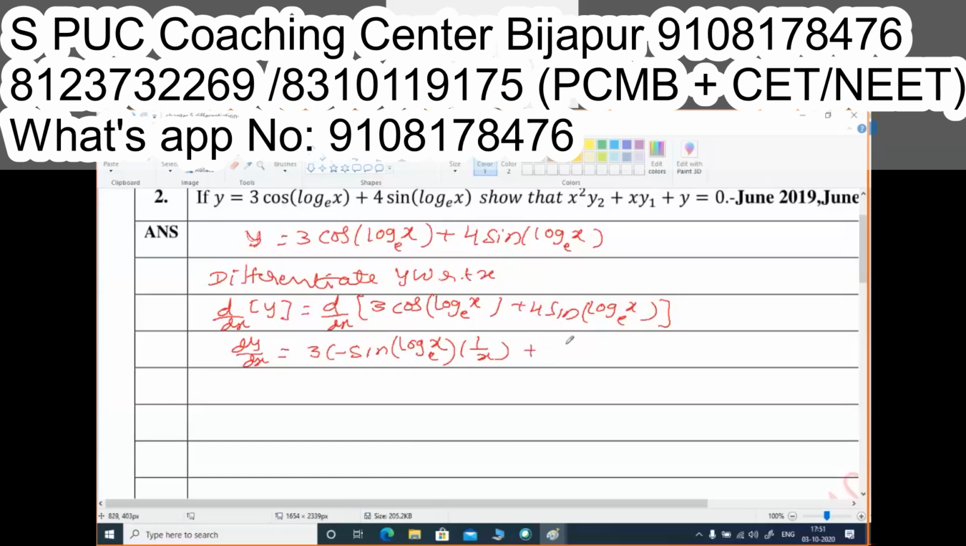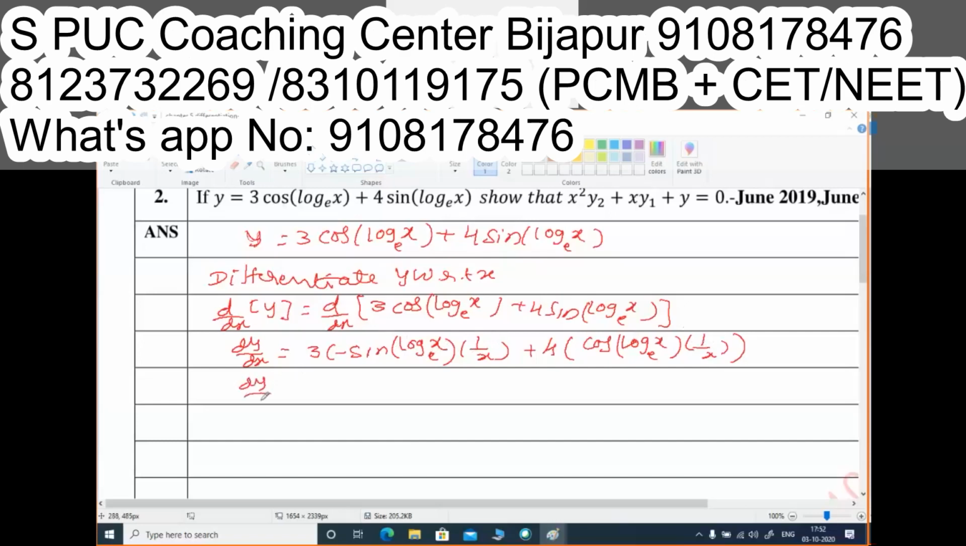Okay, plus. Tell the next. Okay, 4 bracket cos log x to the base e into 1 by x. See here, once again, I am going to demonstrate it. 4 is constant, you have taken outside. Then sine differentiation is cos of whatever it is, log x to the base e is here. Next, log x to the base e differentiation is 1 by x. If you like to simplify this, you can simplify.